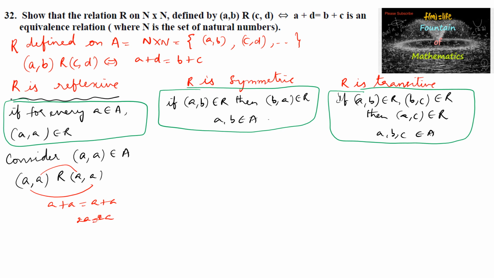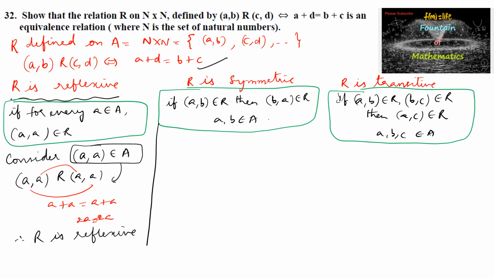So for every (a, a) belonging to A, we can say that (a, a) must be related to (a, a) to satisfy the condition here. So therefore R is reflexive.